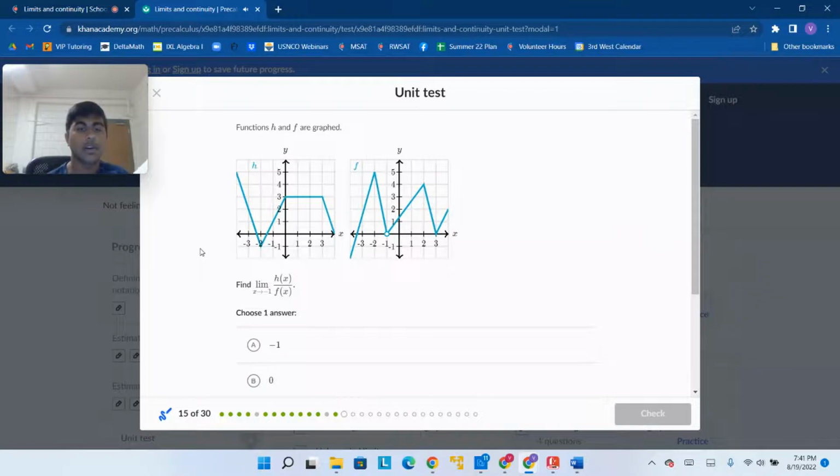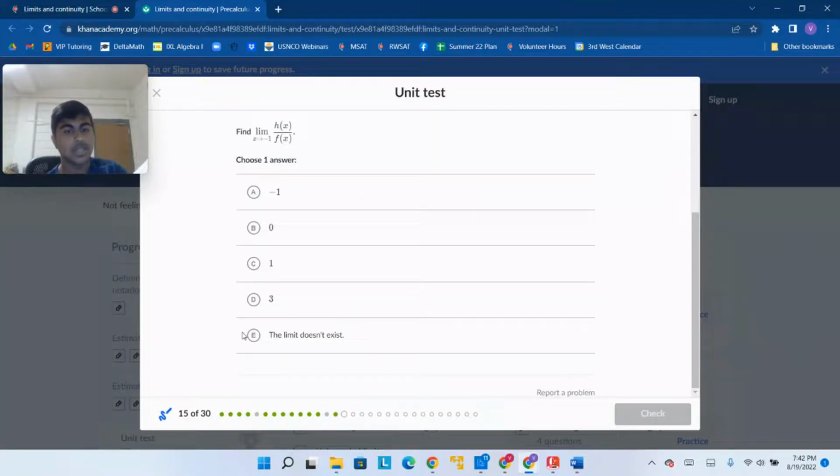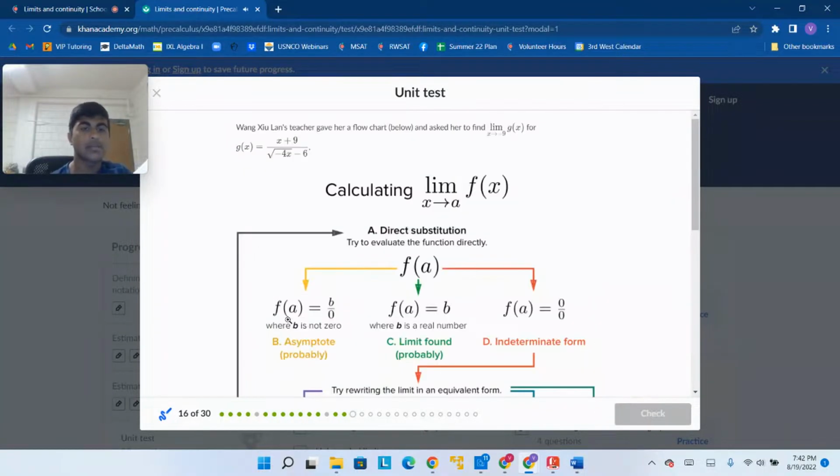H and f are graphed. Limit as x approaches -1 of h of x over f of x. Okay, h of x is going to be 1. f of x, as it approaches, is going to be really, really small and positive. So it's going to be 1 over a really, really small positive number, which is going to be like infinity. So the limit's not going to exist. Limit doesn't exist, and we can keep going.